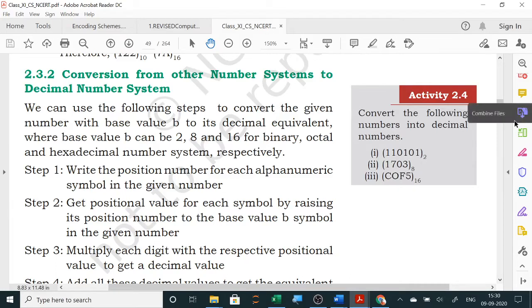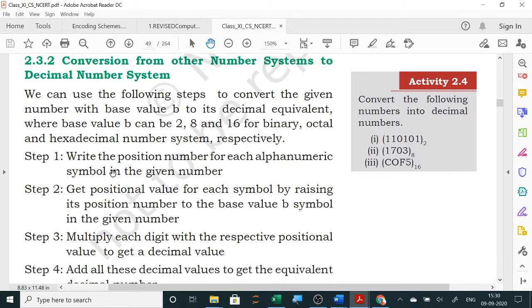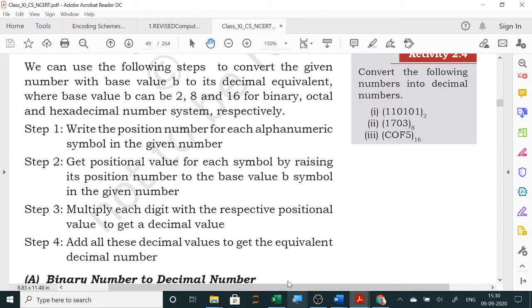Hello everyone. Today we will learn the conversion from other number systems, that is, the conversion from binary, octal or hexadecimal to the decimal number system. In our previous video we already learned conversion from decimal to any other number system. Today we are going to learn just the vice versa, from any other number system into decimal. Here is how to do it, and that is also in 4 steps.